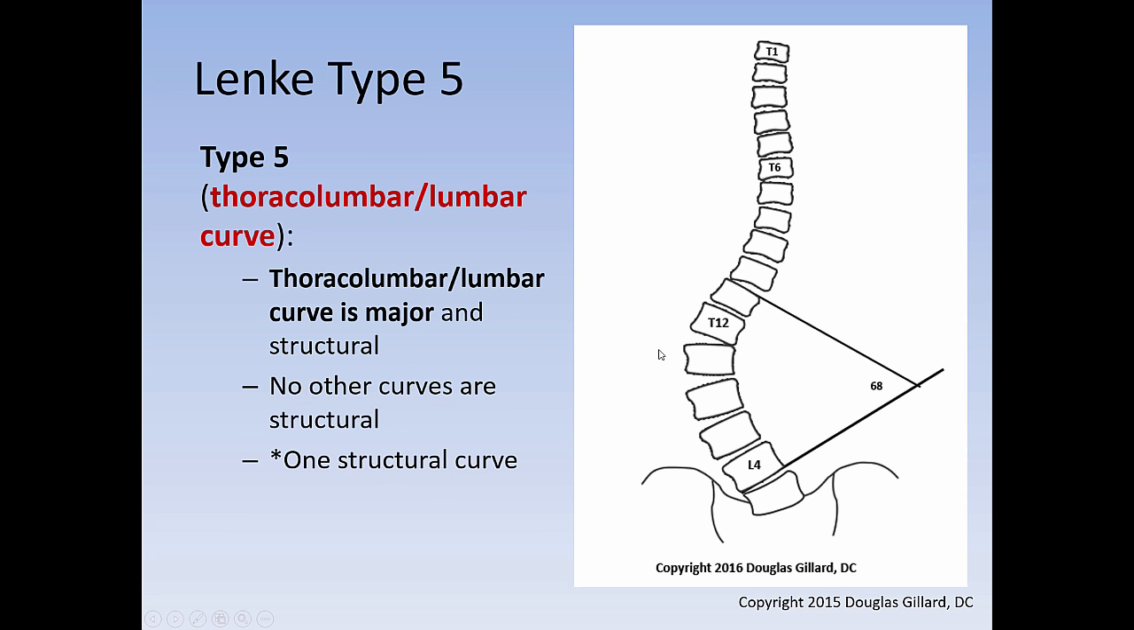Got it? Lenke type 5, okay, aka thoracolumbar lumbar curve. So here you can just eyeball it. You can see we have a big thoracic or thoracolumbar lumbar curve, 68 degrees. We have a little one here. I didn't even mark it. It's so small. It's maybe 20 degrees or so. But that's not going to hold up on bending. So we have only one curve, and that one curve is either a thoracolumbar or a lumbar curve. Then we have a Lenke type 5. Okay, simple as that.